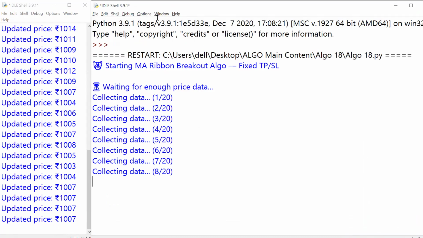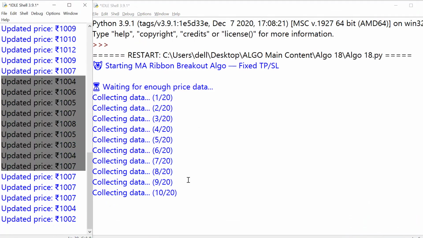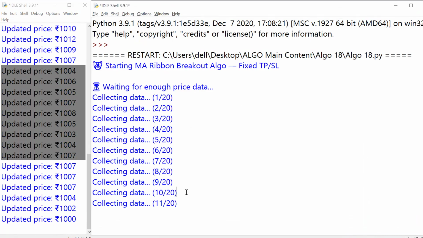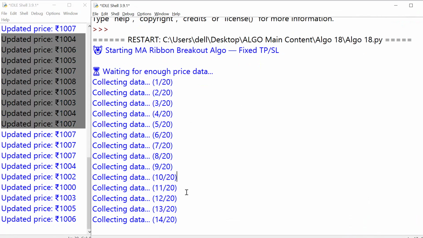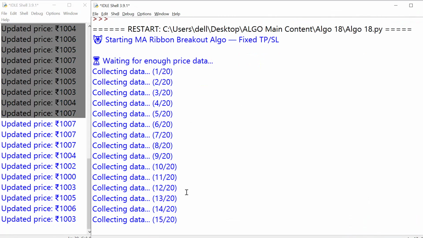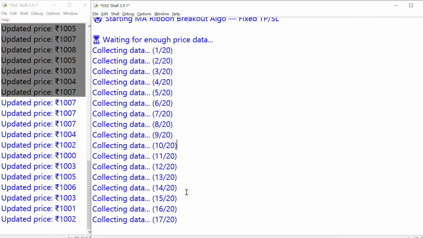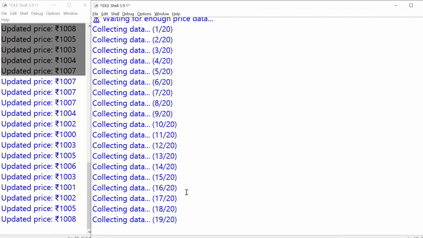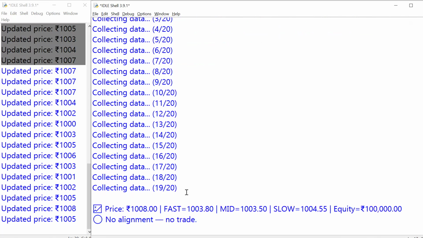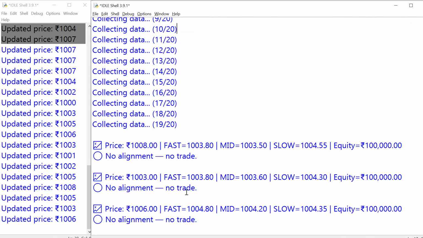So this is my algo and this is the exchange file. I have no control over this. I'm collecting 20 prices from the market, so we need to wait until the prices have been collected. See, the market price changes every fraction of a second, but additional delay has been added in this environment so that you can see what is happening with the market. Now the fast, mid, and slow range is being calculated.